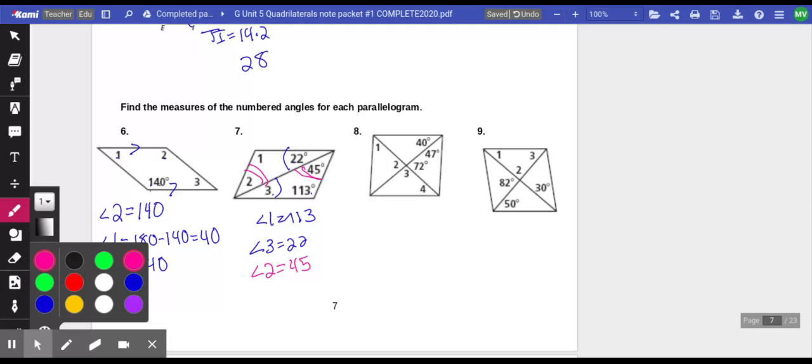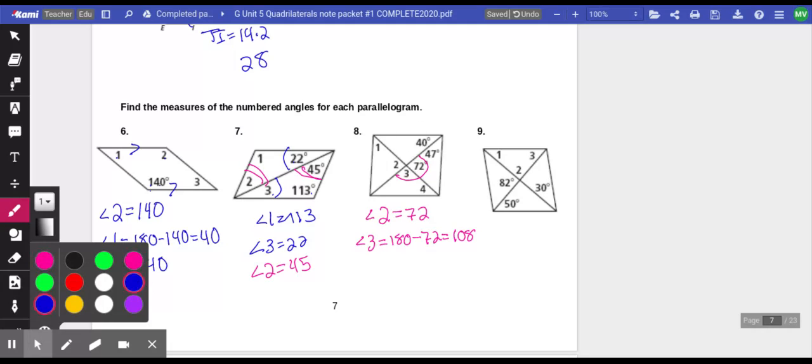Number 8, I'm going to find angle 3 first. Well, actually, angle 2 first is 72 because those are vertical angles. And then angle 3 is going to be 180 minus 72 because those are supplementary. So that's 108.